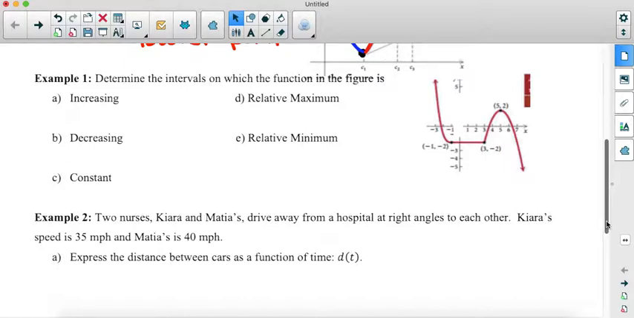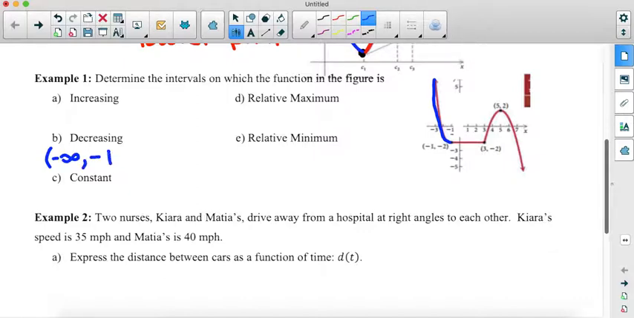Looking at this graph, traveling left to right, from here down, that's decreasing. I'm only talking about the x values here: he's going to decrease from negative infinity all the way up to -1. When we talk about increasing, decreasing, or constant, you're never going to use brackets because it's not increasing or decreasing at -1. It's just where that shift happens, so just parentheses on everything.